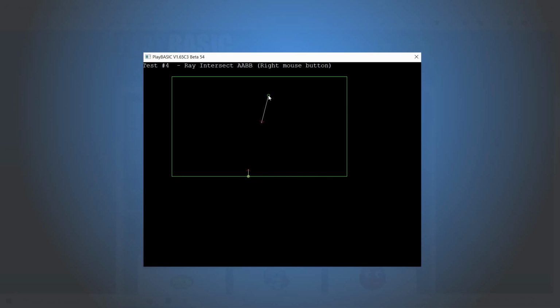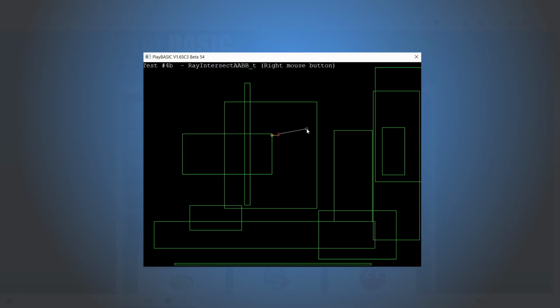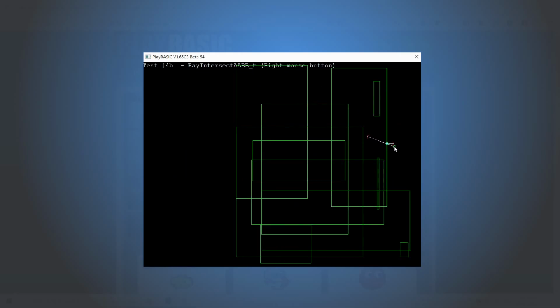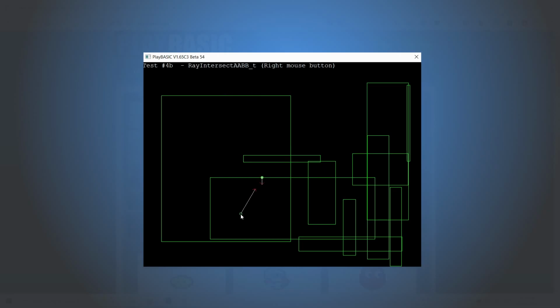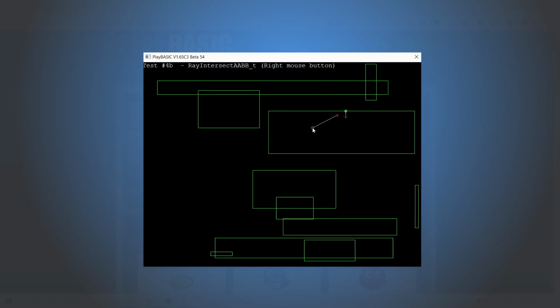Radial box. Yep, radial lots of boxes. Same thing, it's returning the nearest intersecting collider. All the boxes are overlapping each other, fair enough.